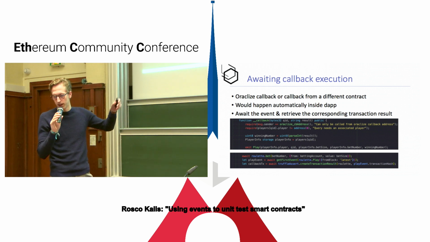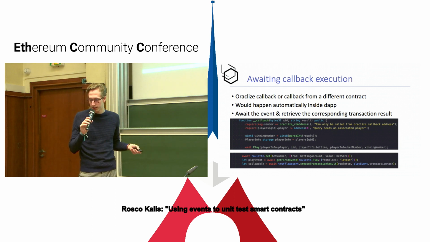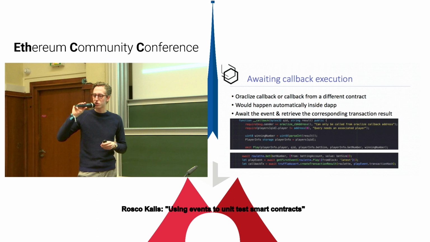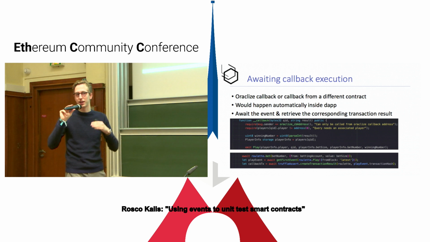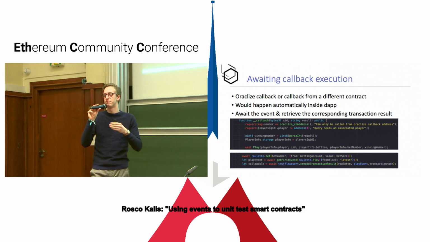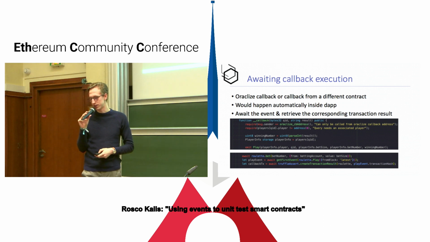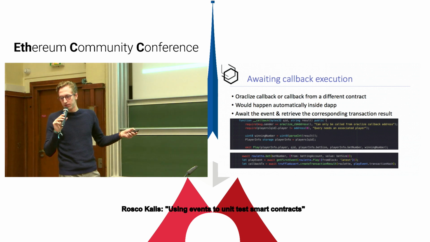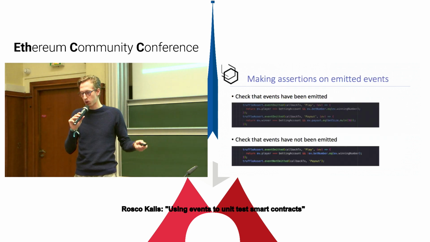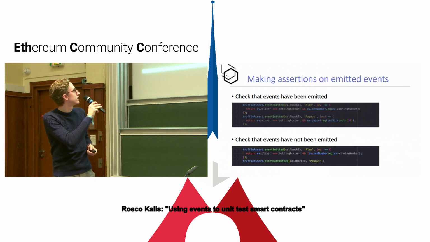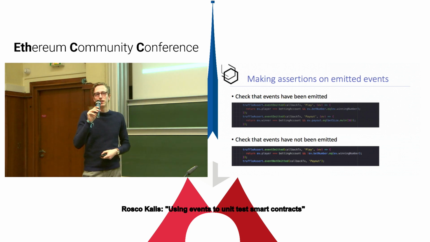Then you could retrieve this event, and then with the data from this event, the truffle assertions library allows you to recreate this truffle transaction result object, so that it looks exactly the same as if the function would have been called directly and you would have just gotten back a transaction result. So then we can see here, for instance, in the previous slide, that we are actually using this callback transaction in the rest of our assertions.